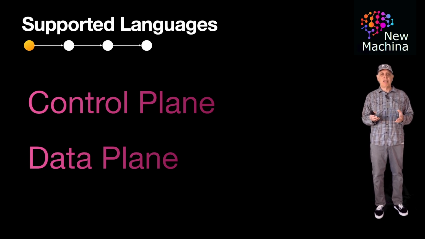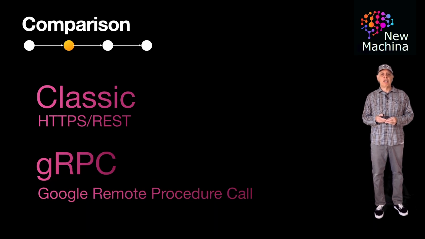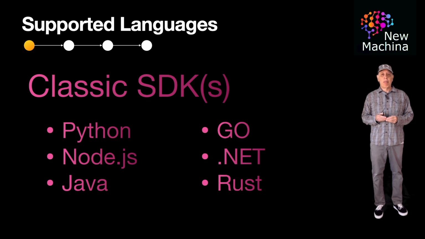Now let's talk about the SDKs. There are two categories of SDK. The first is Classic, which uses the HTTPS REST communications protocol. The second is gRPC, and as the name implies, uses Google Remote Procedure Call for its network communications. Currently, as of October 2024, Pinecone supports Classic SDKs for the following languages: Python, Node.js, Java, Go, .NET, and Rust.